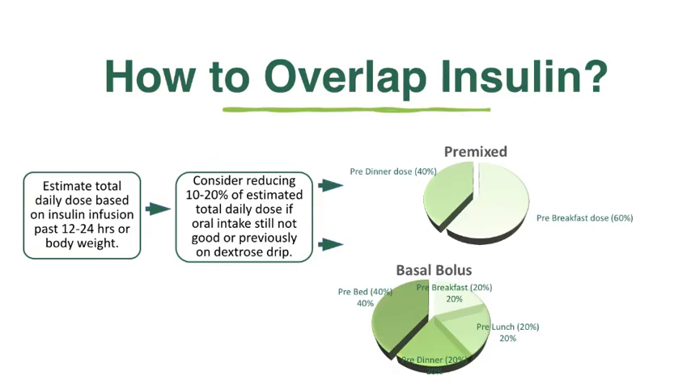Next, determine the type of insulin regime based on your patient profile. If premixed insulin is preferred, divide the total daily dose into 60% pre-breakfast and 40% pre-dinner. If basal bolus regime is chosen, divide the total daily dose into 20% pre-breakfast, 20% pre-lunch, 20% pre-dinner and 40% pre-bed. Use short-acting insulin for pre-meal boluses and intermediate-acting insulin for pre-bed.